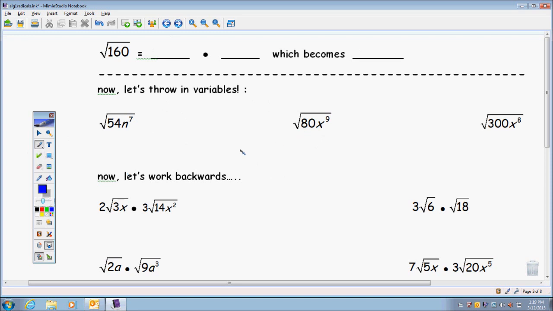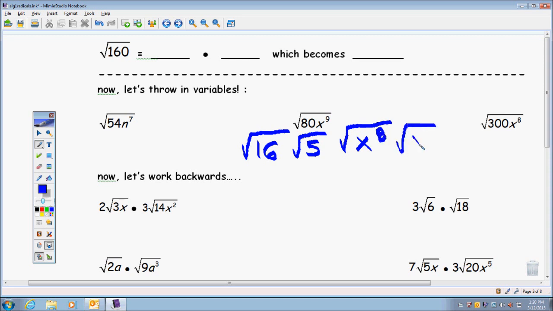All right, radical 80 is actually, if you use your chart, going to be 16 and 5. 16 and 5. x to the 9th, now don't confuse it. We're not taking the square root of 9. We're just going to subtract 1, and that's going to be x to the 8th. And I believe there's going to be 1 left over right here.